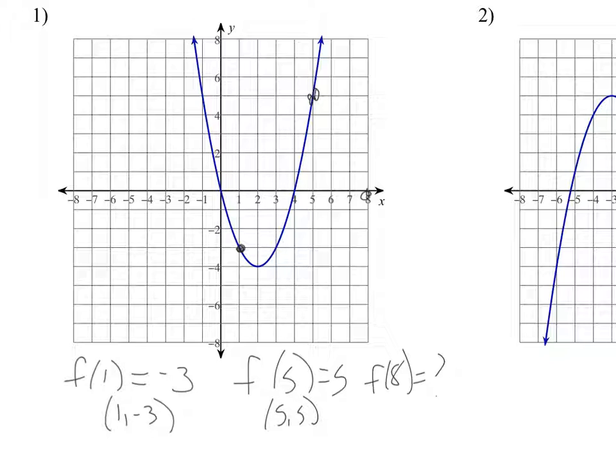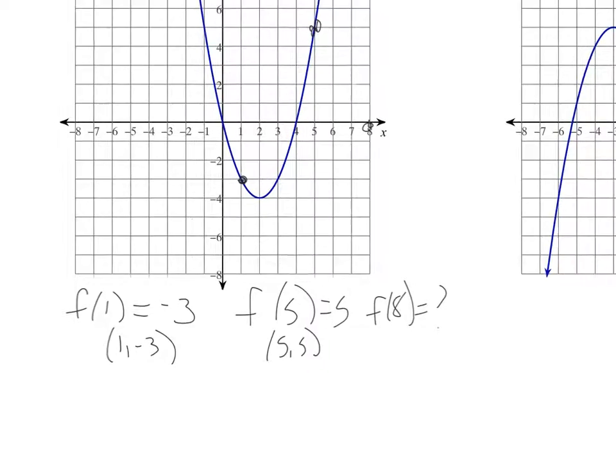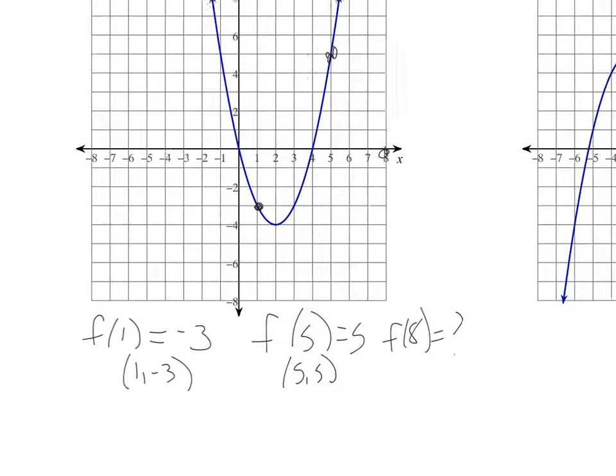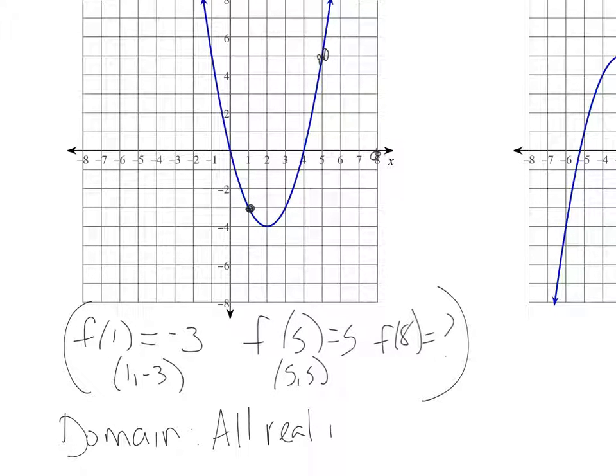So there's a few ways you can say this. It's all real numbers because I can't find a value where the graph doesn't exist for x's. So no matter what happens, if I put a value in for x, I will get a value out for y. So that means that the domain, and this is just notes, is all real numbers. Any x value will work.